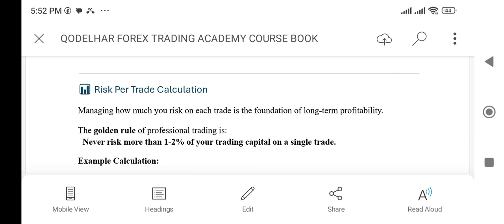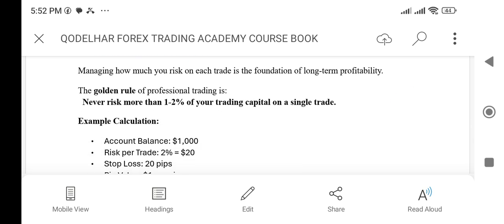Then risk per trade calculation: managing how much you risk on each trade is the foundation of long-term profitability. For example, as I said earlier, it is always good for you to know how much you are risking on a particular trade. You must have calculated it. The golden rule of professional trading is never risk more than 1 to 2% of your trading capital on a single trade.